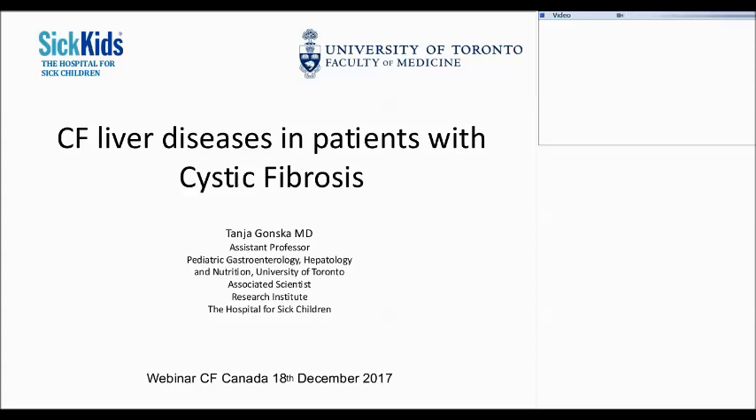So I was asked to give you a little bit of an overview of liver diseases in patients with CF, and hopefully, at the end of the day, you will also take some practical points out of that.